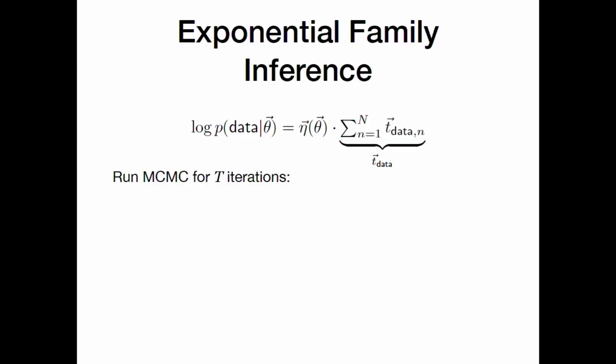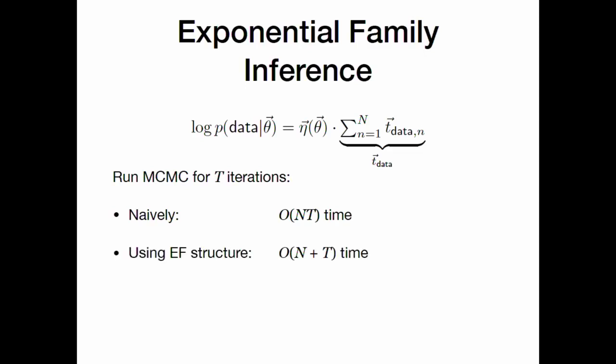What does this mean? Well, if we were to run MCMC for t iterations, naively this would take order n times t time. That's pretty terrible if n is really, really large. But if we use this exponential family structure, it only requires n plus t time. Way better. Of course, most Bayesian models that we have are not exponential family, and so that's why we turn to something we developed called polynomial approximate sufficient statistics.